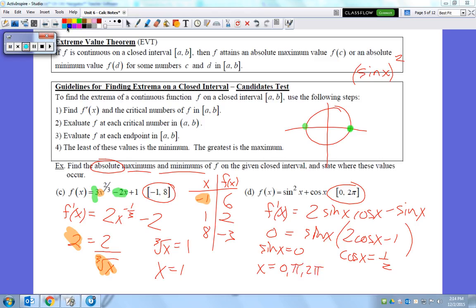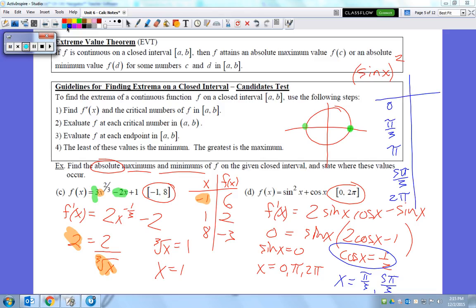Now let's do this guy right here. When is the cosine 1/2? Pi over 3 and 5 pi over 3. Good, so we didn't forget it. Pi over 3 and 5 pi over 3, because we're only looking at x's that are what? Positive. Okay, so listing all these out, we have 0, pi over 3, pi, 5 pi over 3, and 2 pi. A bunch of candidates, and we're going to see which one's the max, which one's the min.